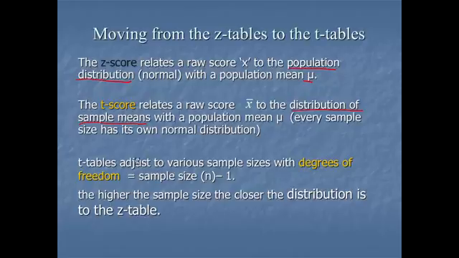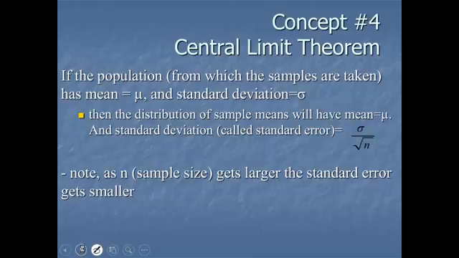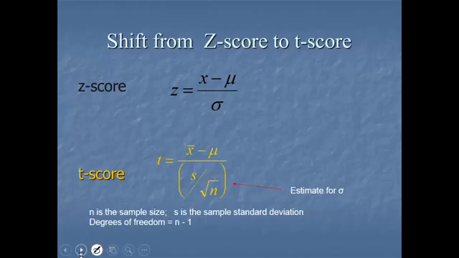Moving from z tables to t tables, a z score relates a raw score, x, to the population distribution with a population mean mu. So we're moving from z-score, which is a population distribution, to t-score, which is a distribution of sample means. So when we're dealing with samples, we've got to deal with t-scores. When we have the whole population, we can do z-scores. T-tables adjust to various sample sizes, through what are called degrees of freedom, which is the sample size, little n minus 1. The higher the sample size, the closer the distribution is to the z-table. That's just a fact.